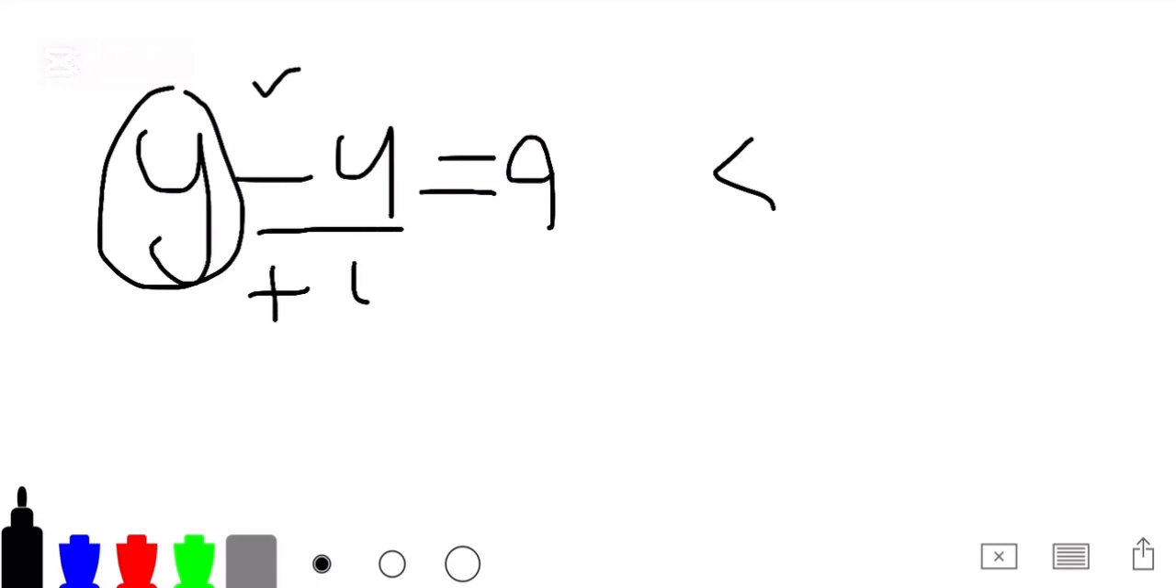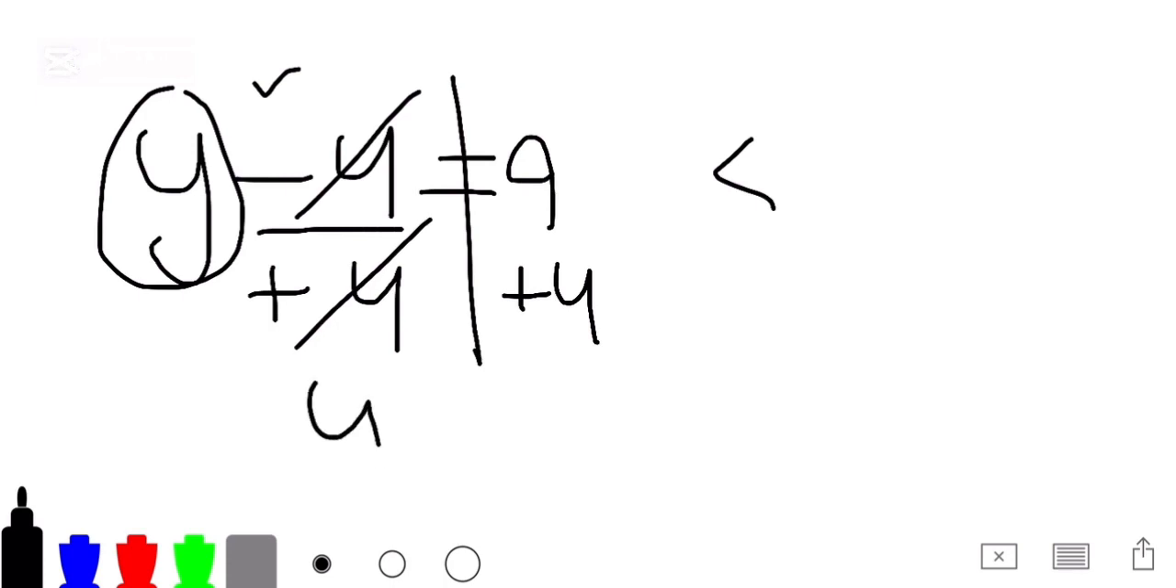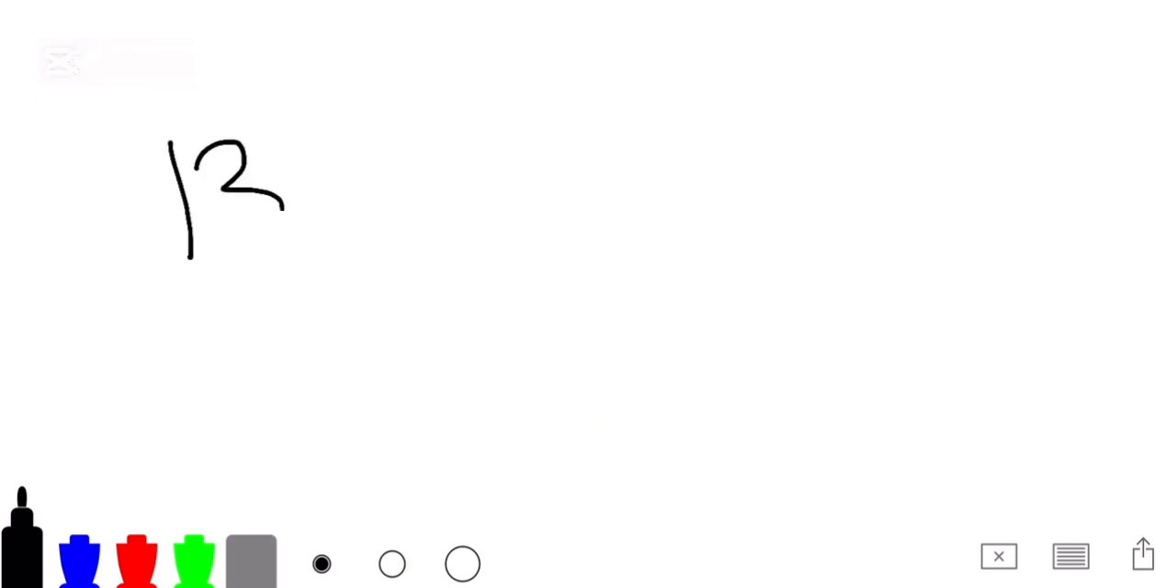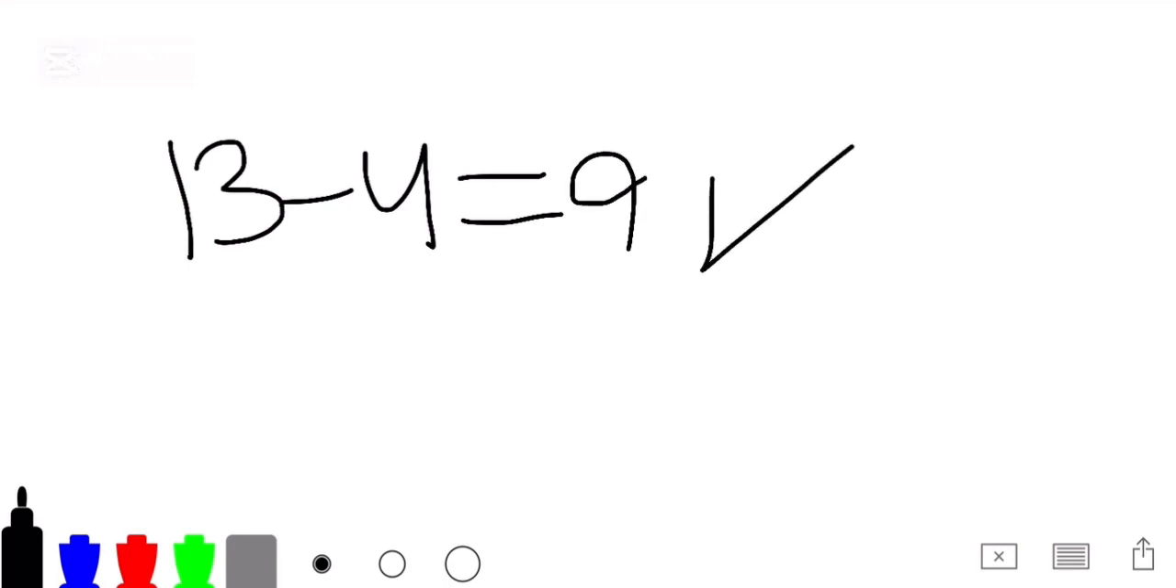So we add 4 right here, and because we added 4 on this side of the equal sign, we have to add 4 onto this one too. So these cancel out, and so y equals 9 plus 4, so that is 13. So y equals 13, and we can always check that by plugging 13 into the place of y, and that does check out. So this one is right.